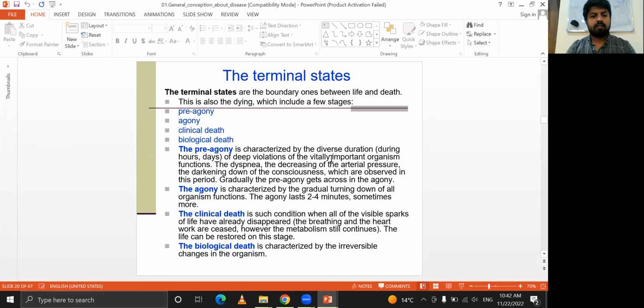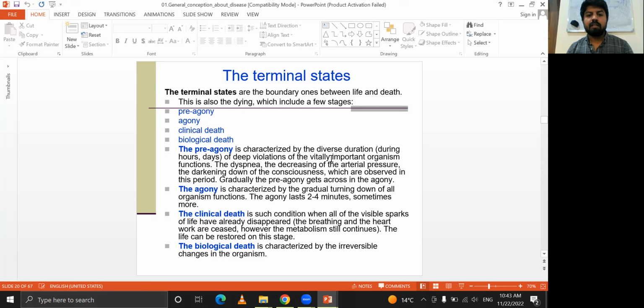So the terminal states are the boundary between life and death. There are also other times which include a few stages: pre-agony, agony, clinical death, and the biological death. The pre-agony is characterized by the diverse duration, during all days, of the deep violation of the vitally important organism functions like dyspnea, decreasing of the arterial pressure, etc. The agony is characterized by the gradual turning down of all the organism functions. Agony lasts for 2 to 4 minutes, sometimes more.